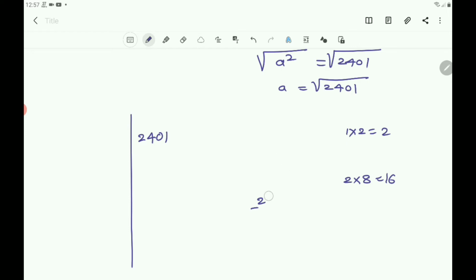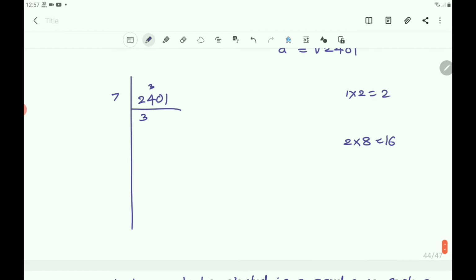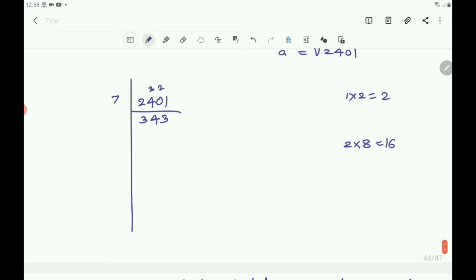So you write 2401 divided by 7: 7 3s are 21, 3 is remaining, that is 30. Then 7 4s are 28, 2 is remaining, 21, 7 3s are 21. Again, 343 is divisible by 7: 7 4s are 28, 6 is remaining, 63, 7 9s are 63. Again it is divisible by 7, 7 7s are 49, then 7 1s are 7.